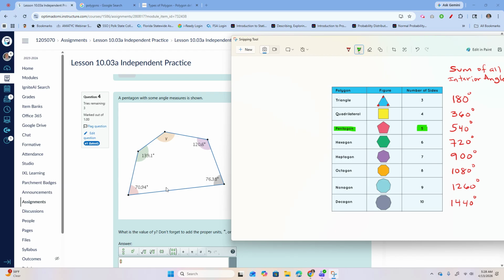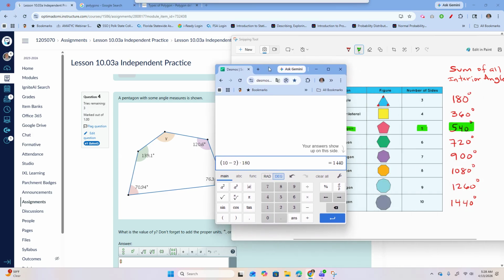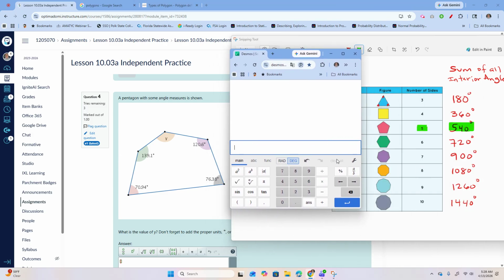And all 5 angles together should add up to 540. Now I have 4 of the 5 angles. So using my calculator, that's what I'm going to do here now. Okay, let me clear this off.